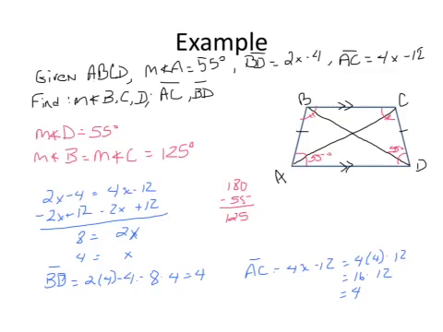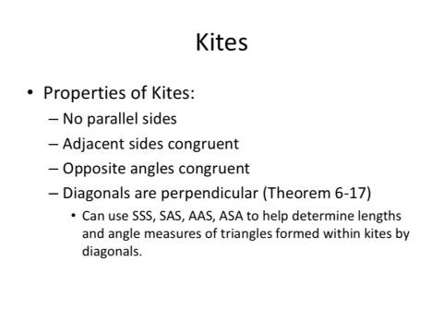That will be basically the gist of most of the problems dealing with theorem 6-15. So using those base angles of isosceles trapezoids being congruent, and then theorem 6-16, which uses the fact that diagonals of an isosceles trapezoid are congruent. Okay, so that will be what most of our problems are like. Let's move on to kites.